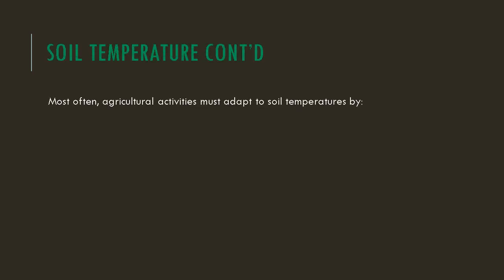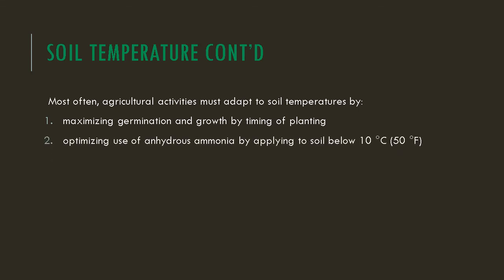Still on soil temperature, agricultural activity must adapt to temperatures by maximizing germination and growth through the timing of planting. This is also determined by the photoperiod, that is, the hours of sunlight during a day. Next, if you optimize the use of anhydrous ammonia by applying it to soils below 10 degrees Celsius, then you can also adapt to soil temperatures that are very low.